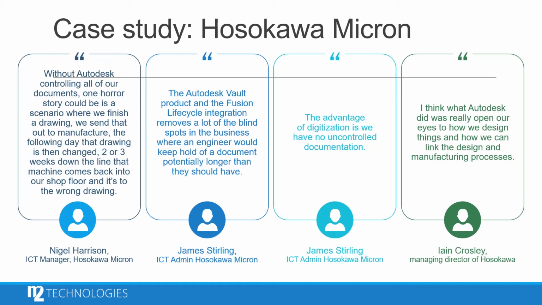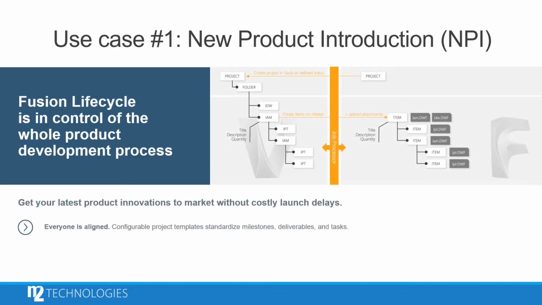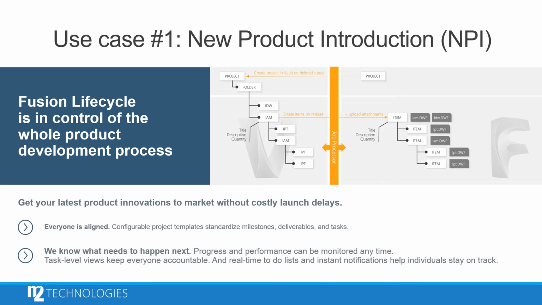They gain full visibility into who's working on the document and where it is in the system, which removed a lot of blind spots in the business. Digitalization brought order to chaos, giving full control over the product development process. This just goes to show that a connected data management strategy isn't just about change management, it's a better way to run your business. Moving on. In the next few slides, we will explore the 3 key capabilities of PLM.